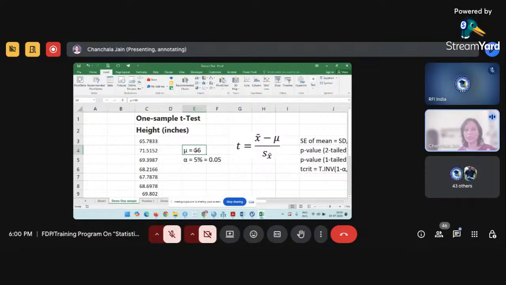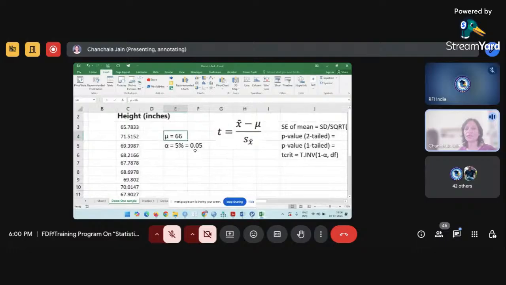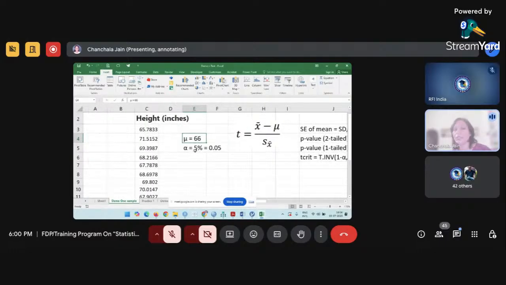In this particular problem, I have given you the mu value, which is 66. Suppose this is the data of the students who are studying in college. When we are talking about India, in the context of India, what is the average height of students going to college? We can usually get that idea, so we can decide that this can be the population mean value. Is it clear to everyone?